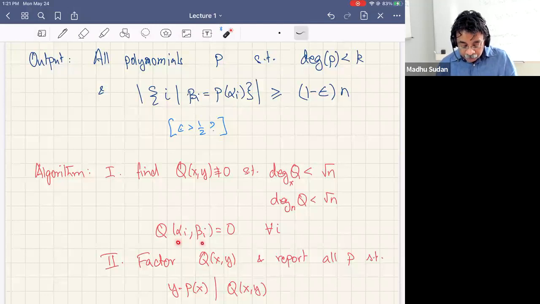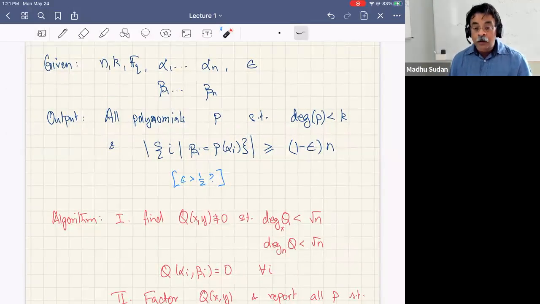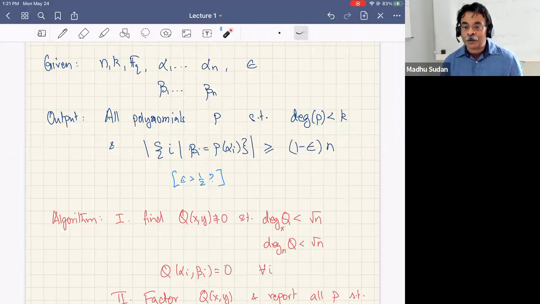How are we going to define it? We're going to find some polynomial Q such that Q of (alpha i, beta i) is 0 for all i from 1 to n. Every one of these points, alpha 1, beta 1, and so on to alpha n, beta n, is going to be a zero of this polynomial. I will, of course, insist that this polynomial is not identically 0, so not all the coefficients of Q are allowed to be 0.